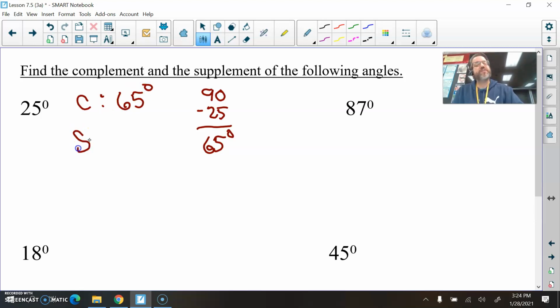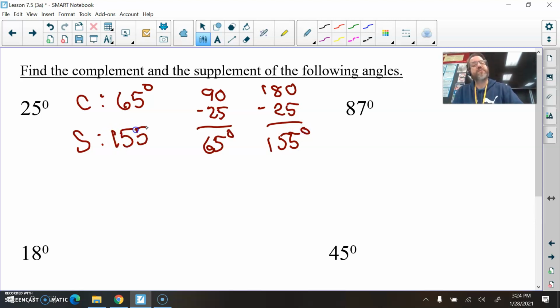If I wanted to find the supplement of a 25-degree angle, now I need the angle that combined with the 25-degree angle will be 180 degrees. So I could take 180 degrees and subtract 25 degrees. And that's 155 degrees. So the supplement of a 25-degree angle would be 155 degrees. The complement of a 25-degree angle would be 65 degrees.